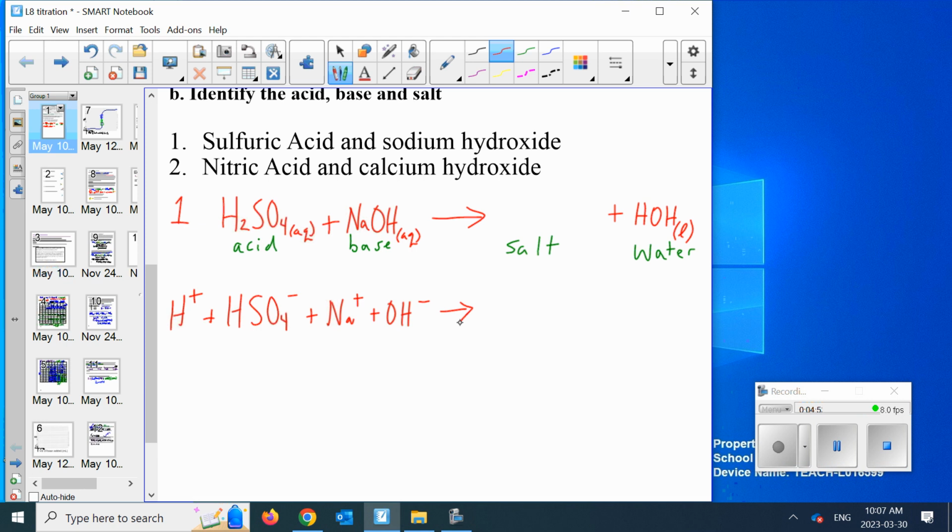What is it then if the H and the OH come together to make water? You've got Na plus and HSO4 minus. What's the formula when they come together? Positives always come first. Cations come first. So the formula is NaHSO4. Okay.